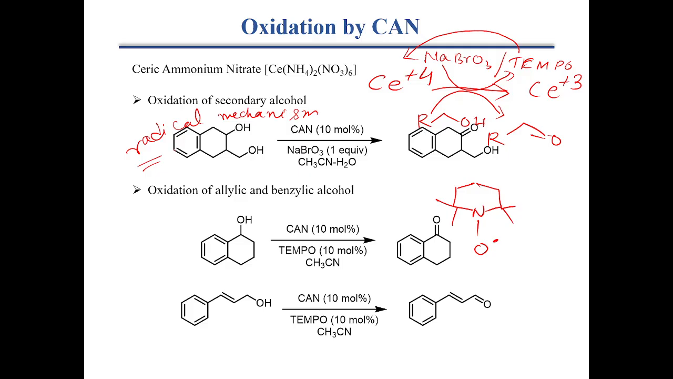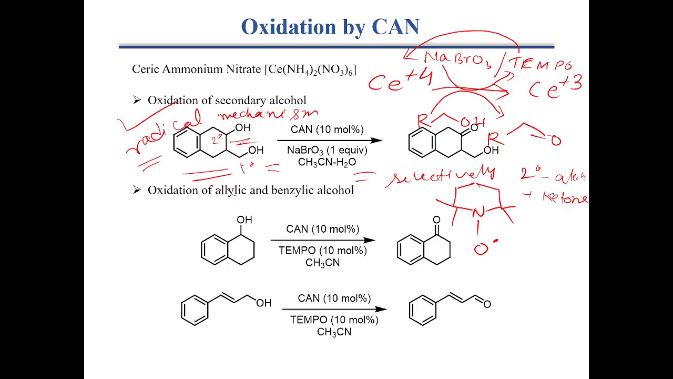So the use of CAN is that it first oxidizes secondary alcohol. So in this structure, there are two types of alcohol. This is a secondary alcohol and this is a primary alcohol. So in the case of CAN, it selectively oxidizes secondary alcohol to ketone. So it is very important. It selectively oxidizes secondary alcohol to ketone, while the primary alcohol remains as such.